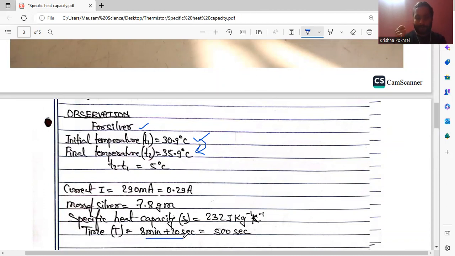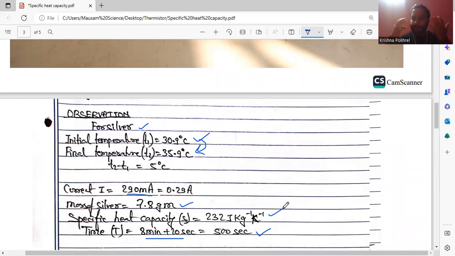You will set up a timer for 8 minutes and 20 seconds. That is 500 seconds we waited for a 5 degrees Celsius rise, from 30.9 to 35.9. T2 minus T1 is 5. So we supplied the current of 290 milliampere, 0.29 ampere, and the mass of silver is 7.8 gram, and the specific heat capacity of silver is 232 joule per kg per Kelvin.